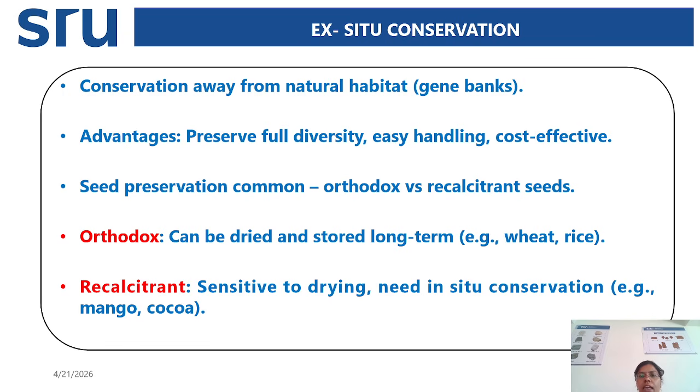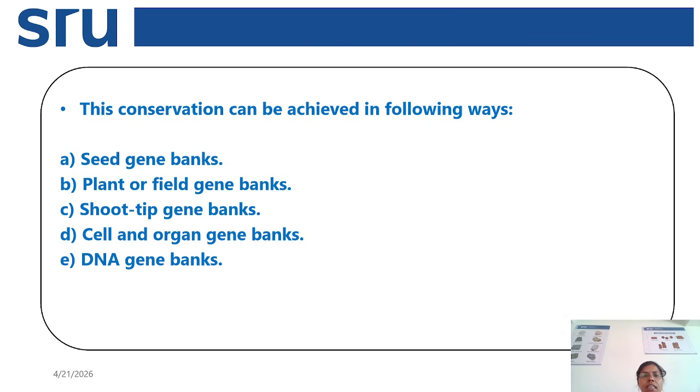So this is about ex situ conservation, and generally the conservation is done in different forms. Generally, the germplasm is stored in glass or plastic containers. For storing the seeds, we require very small space. So ex situ conservation is very easy to handle, and it covers the whole part of the genetic diversity. Here the conservation is done in 5 different forms. The first one is seed gene banks.